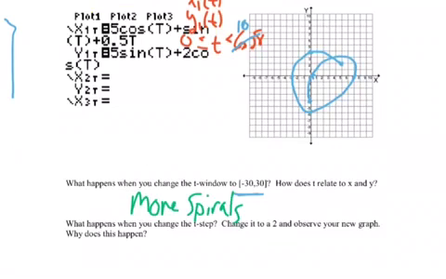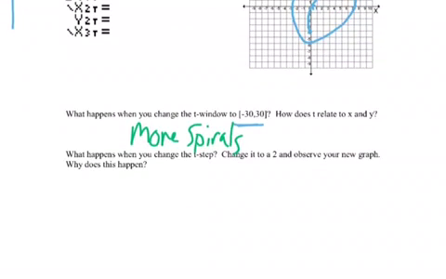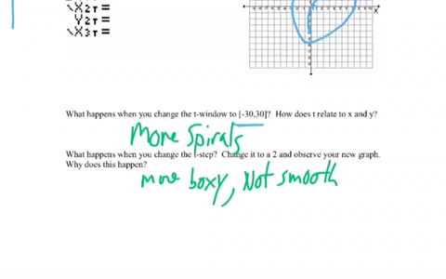Okay. What happens when you change the t-step? Change it to a 2 and observe the graph. What happens? The graph should get more boxy. So more boxy, not smooth. What I mean is it would be like a bad connected-dot thing. So it'll look like this, with all these sharp corners and stuff.